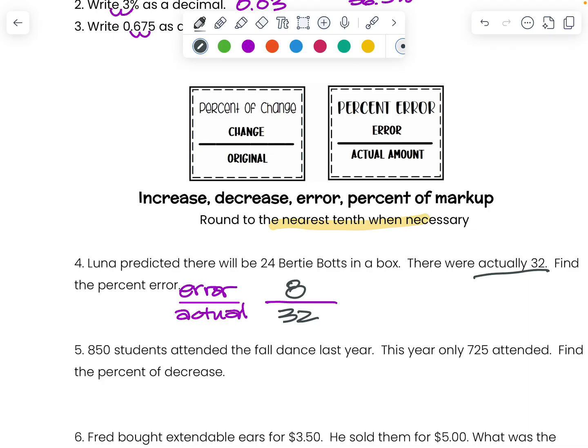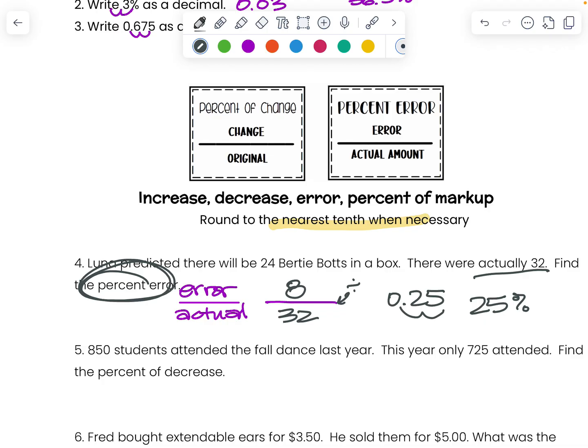So when we're done with that, we go 8 divided by 32. This means division, right? And I got 0.25. There. But if you notice it says find the percent, this is not a percent. Boop, boop. Now it's a percent. All right, let's do the next one.